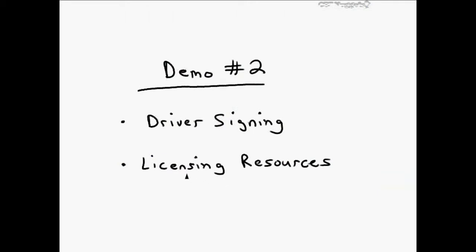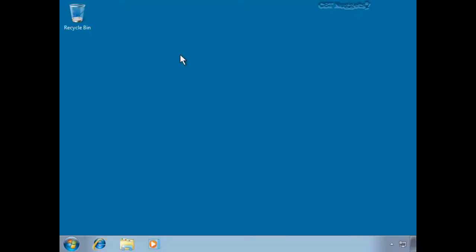In our second demo, we're going to look at the final two subjects of this nugget, device driver signing, and then I'm going to go out onto the web and I'll show you some appropriate and very useful licensing resources for Windows 7. Let's now complete this demo by taking a look at driver signing options and Windows licensing.